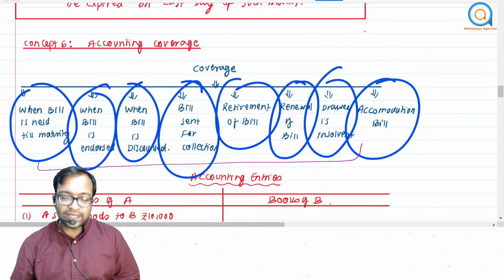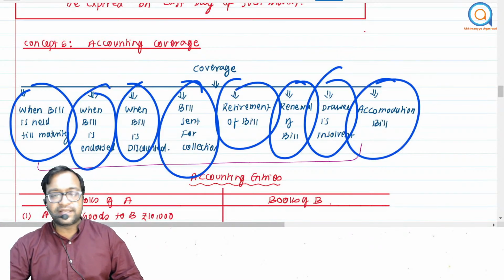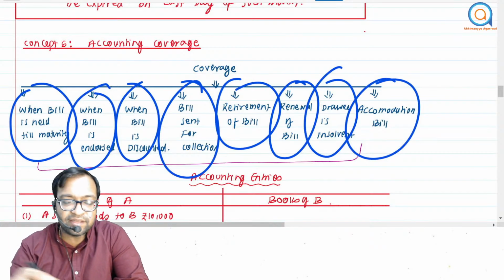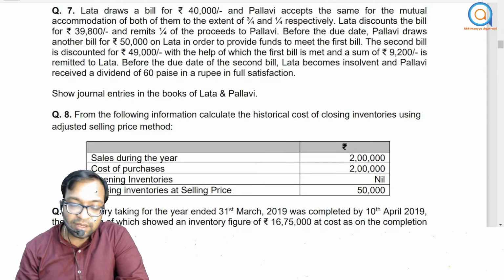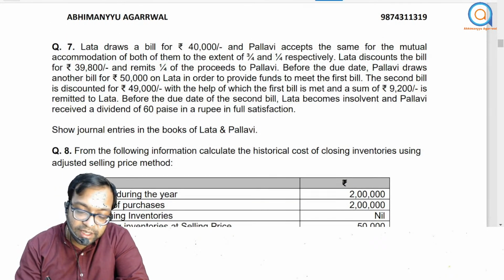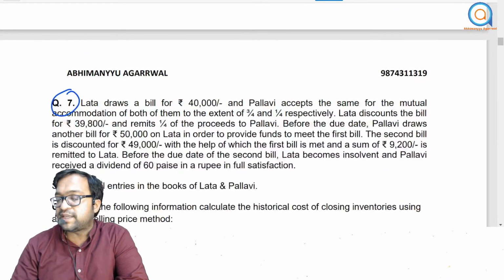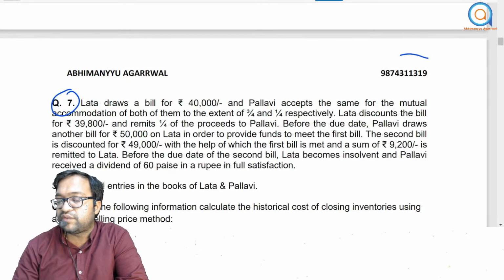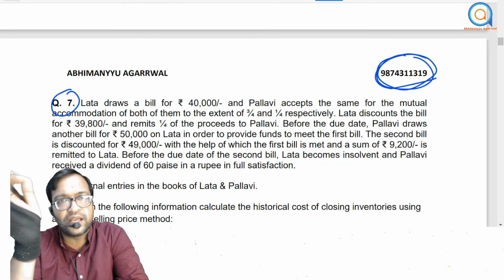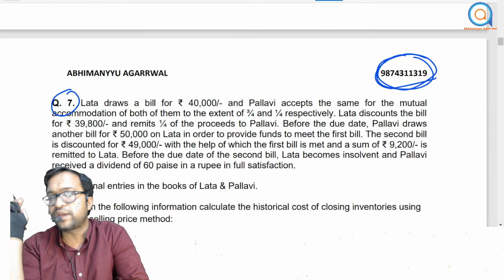Okay. So there are not many more things to be described here. I think we should take one sum on bills of exchange and revise everything. Correct, sir? So come to the sheet that I have given you. Sir, I don't have this sheet. Don't worry. Just send me a WhatsApp on this number 9874311319 and write CF Foundation Mega Revision Sheet. I'll send you. Okay? Okay, sir.